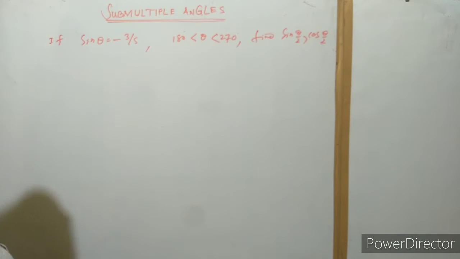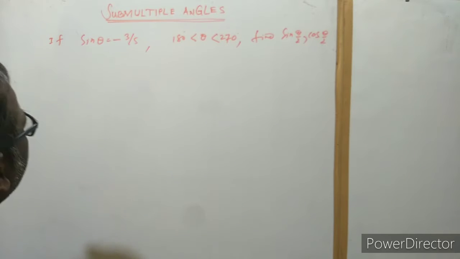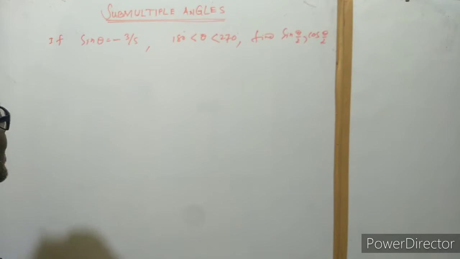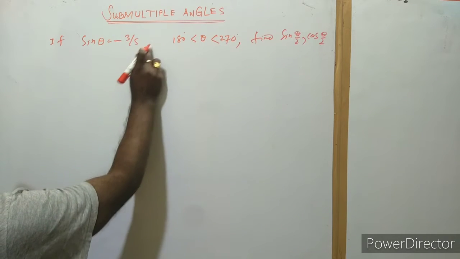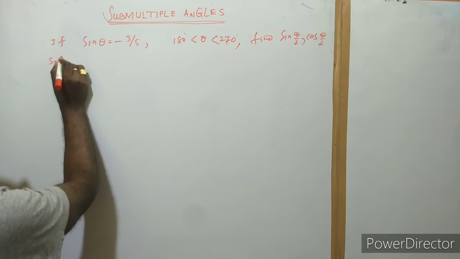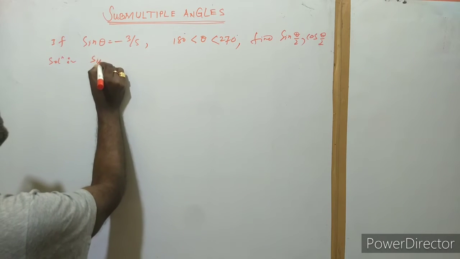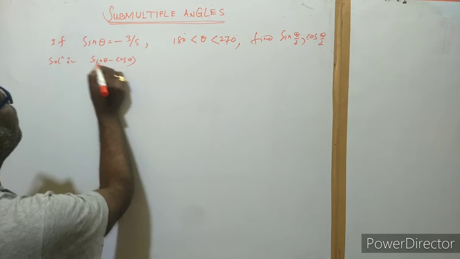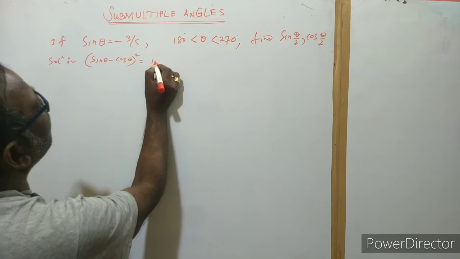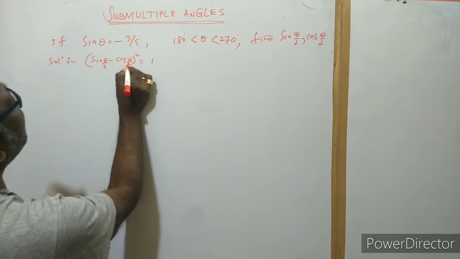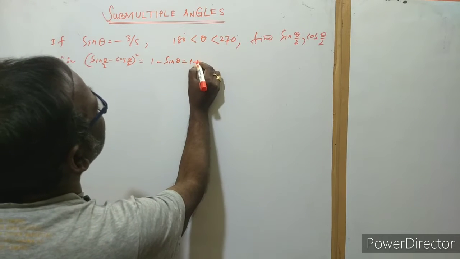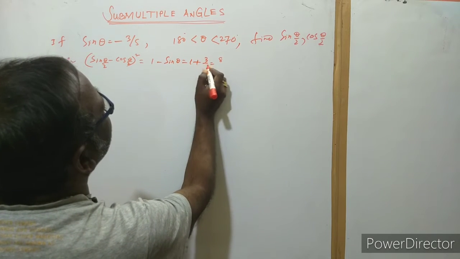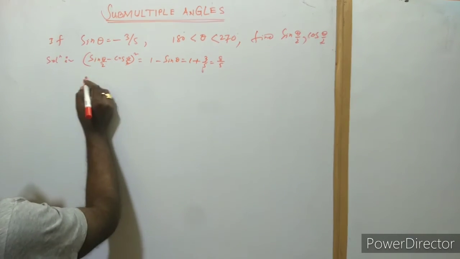See here, the value of sine theta is minus 3 by 5, and theta lies between 180 and 270. I want to introduce a point to all of you like that. Solution: if you write (sine theta minus cos theta) whole square, sine square plus cos square is 1, and 2 sine theta cos theta, which gives minus minus plus 3 by 5, so 8 by 5.